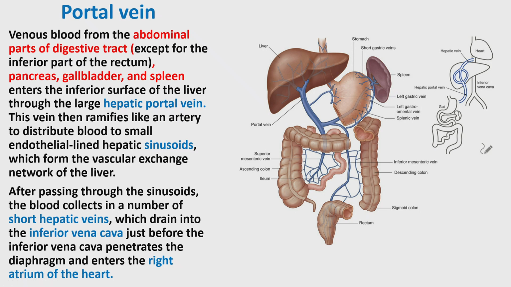So the two main trunks that you definitely have to mention in the exam are the splenic and the superior mesenteric, and the inferior mesenteric drains either to the splenic, or to the superior mesenteric, or to the junction of both of them.